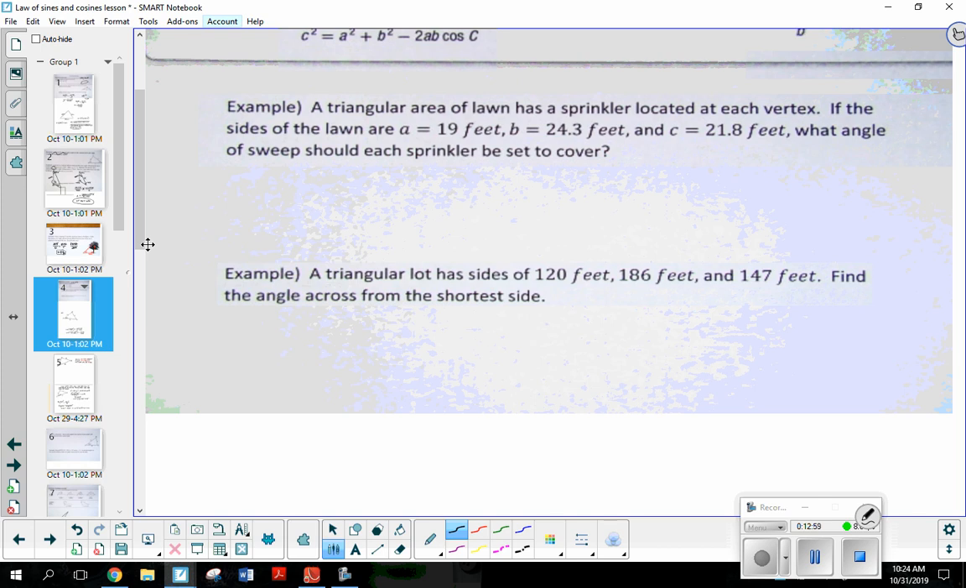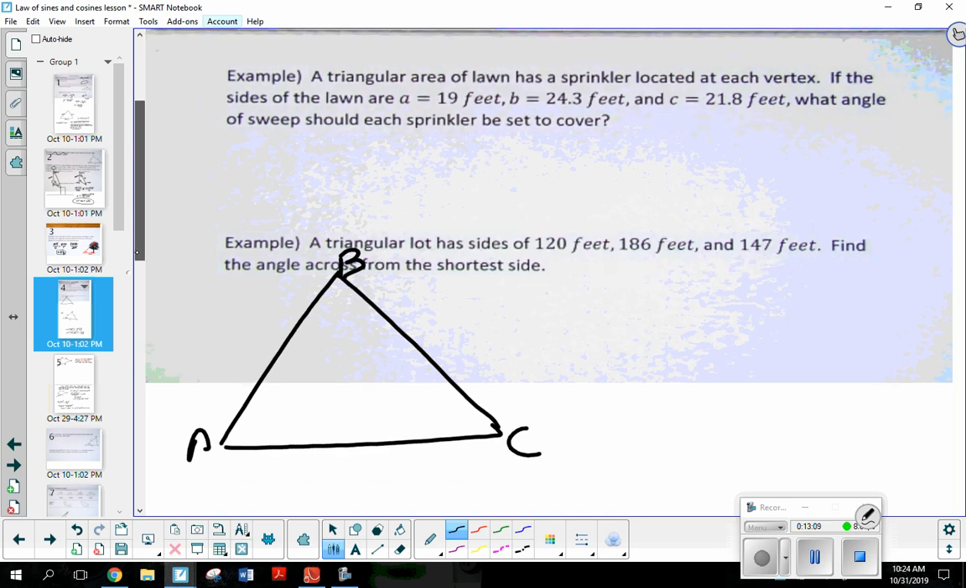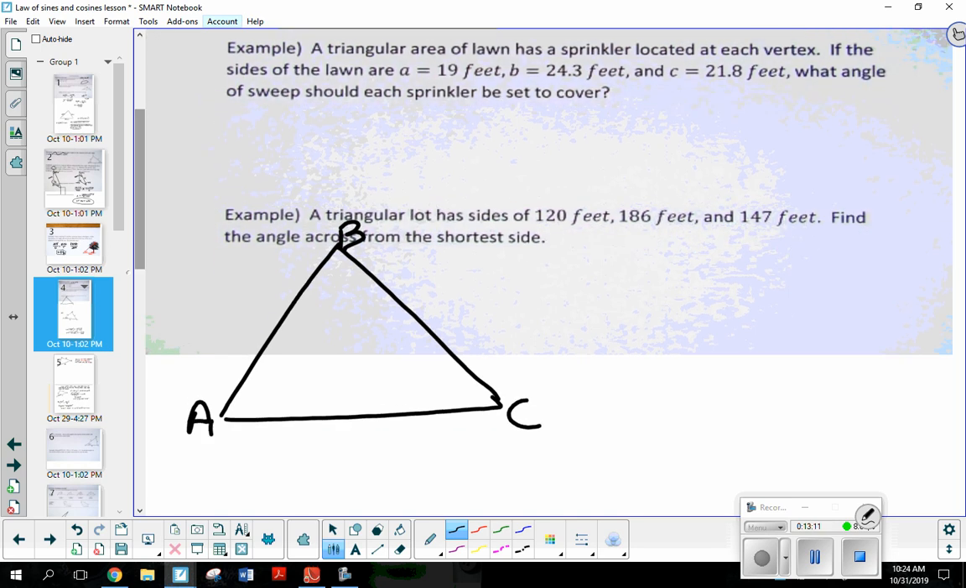Okay, so let me go ahead and draw myself a triangle here. Again, I tend to draw my oblique triangles pretty much the same. So this is A, this is B, this is C. Let me give myself a little more room here. Now let's see, across from angle A, that was the 19 feet. Then across from B, that was the 24.3 feet. And then side C was the 21.8 feet.